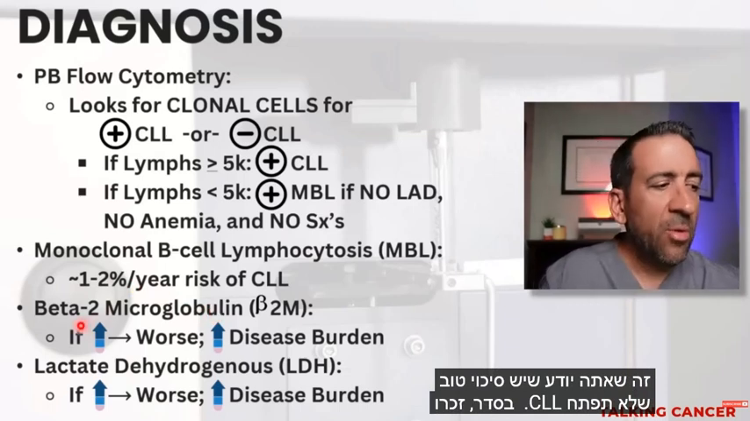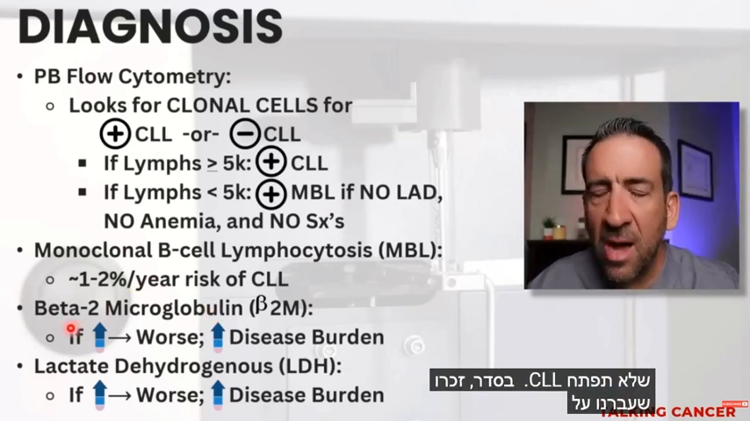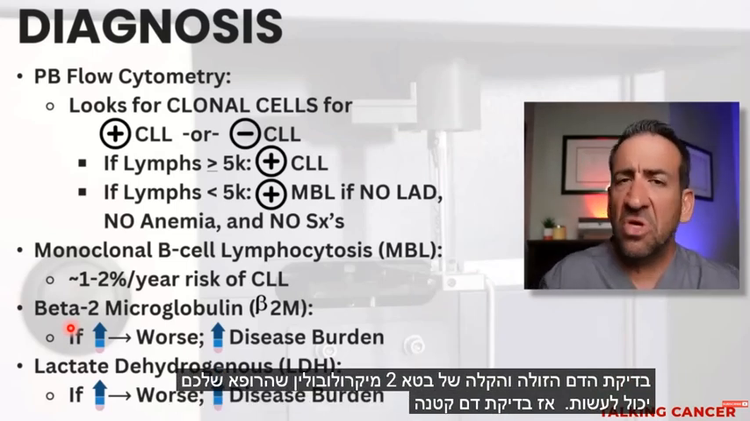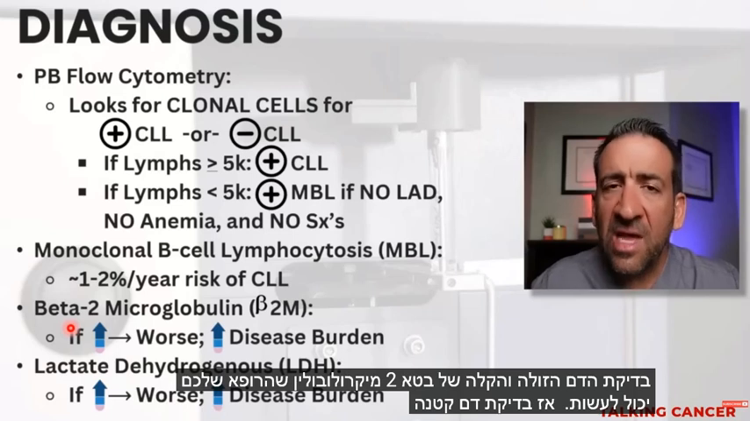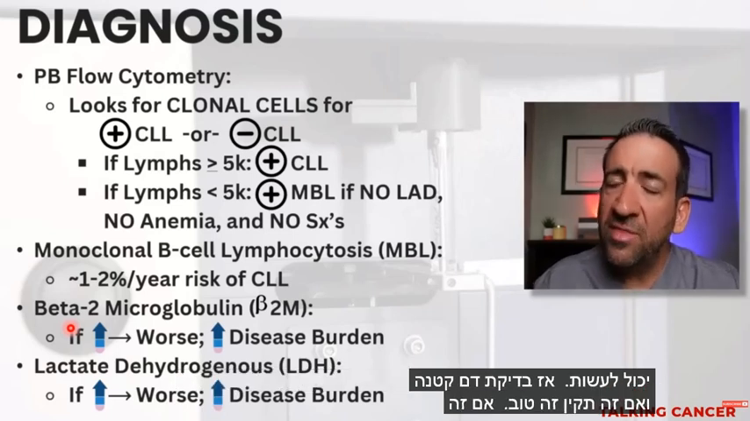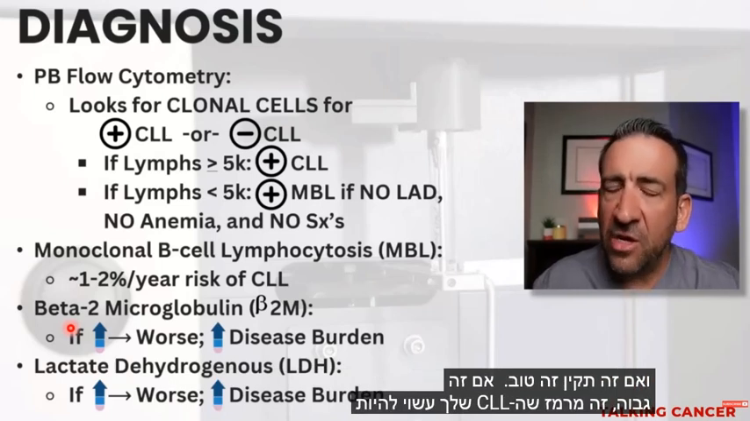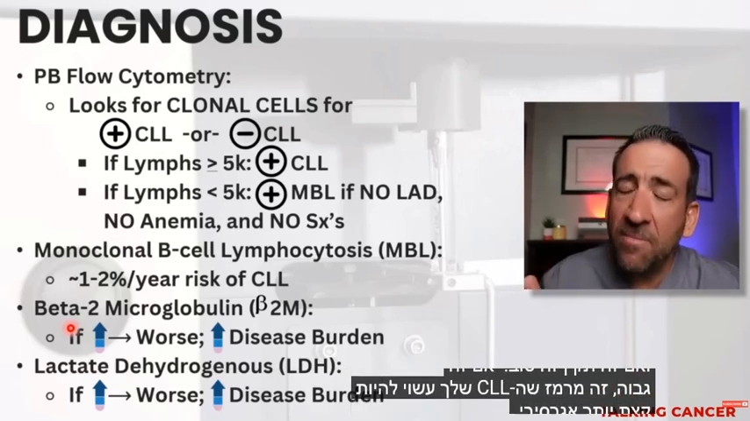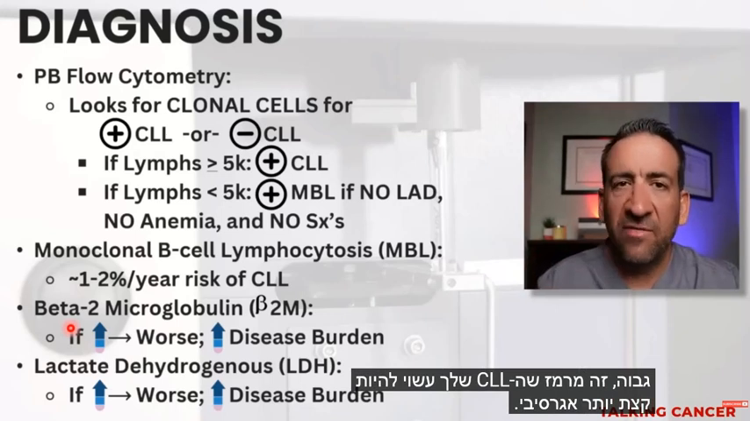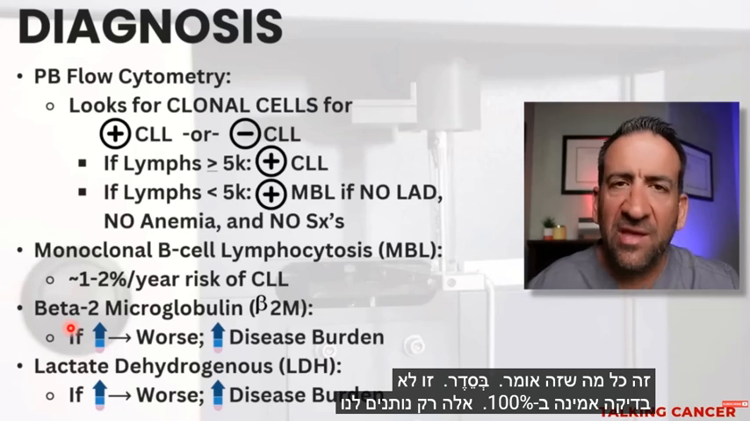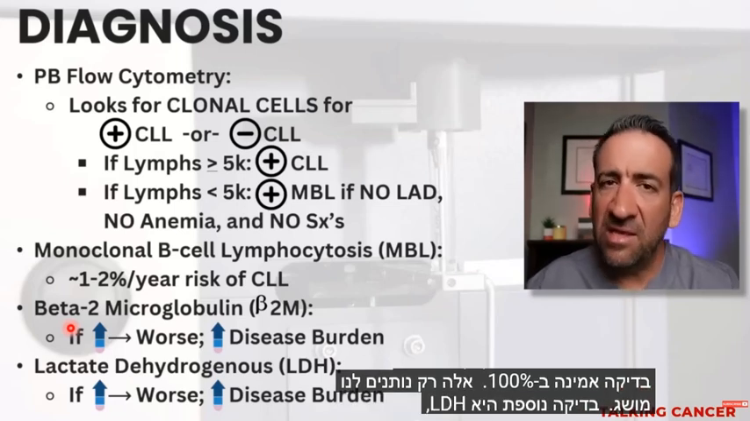All right? Remember we went over the beta-2 microglobulin, very easy, cheap blood test that your doctor can do. So little blood test, and if it's normal, that is good. If it's elevated, it implies that your CLL may be a little bit more aggressive. That's all that means, okay? It's not a 100% reliable test. These just give us an idea.